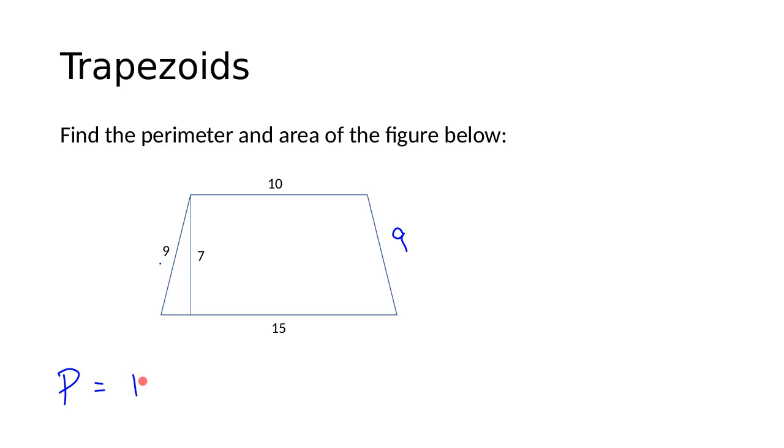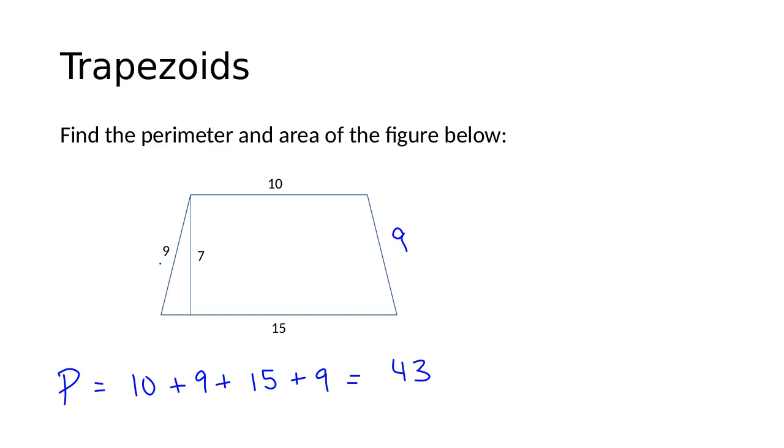And that's going to be 10 plus 9 plus 15 plus 9. I'll add up all 4 sides to get my perimeter. Let's see, 10 plus 9 would be 19, plus 15 would be 34, plus 9 more is 43. And here again, we don't have units, so we're just adding these up and it's 43. Could be inches, feet, centimeters, yards, miles, but here we'll just go with 43.